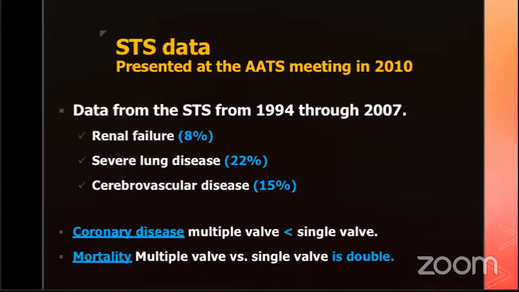Just a piece of information: between 2003 and 2007, the unadjusted operative mortality for aortic and mitral valve replacement was somewhere around 10%. For aortic and tricuspid valve replacements it was around 11%, and 8% for mitral and tricuspid valve replacements. And for all three valves, the mortality can reach up to 13%. And that is what's shown in the STS data.